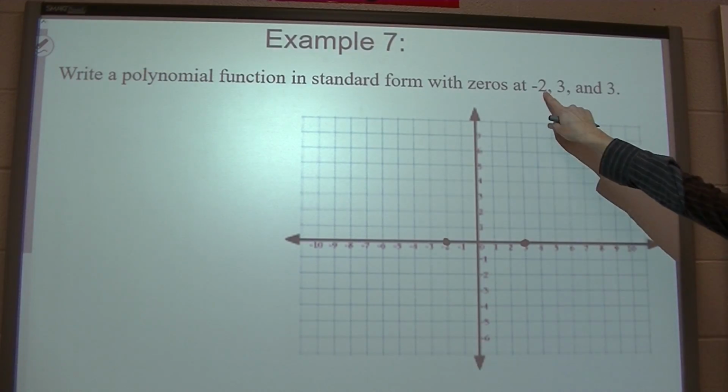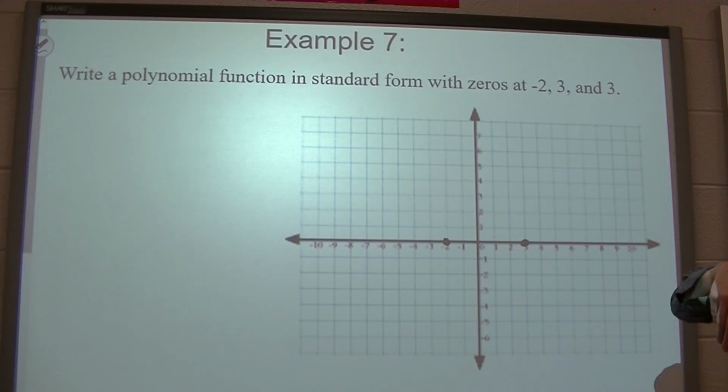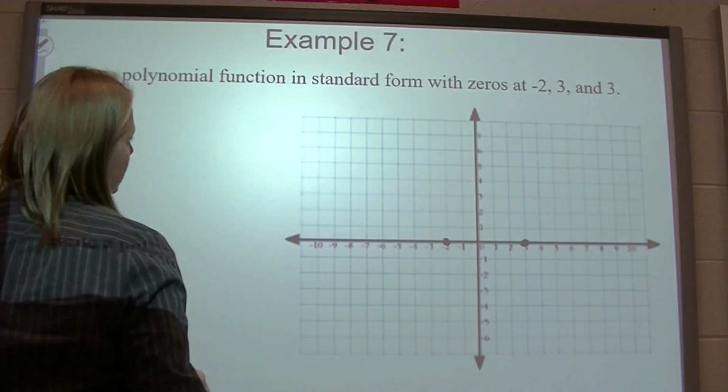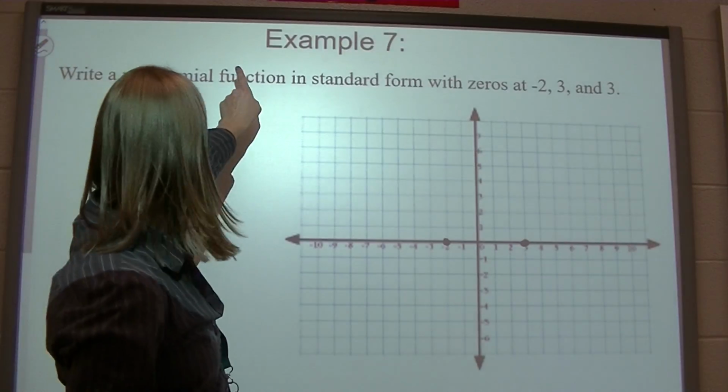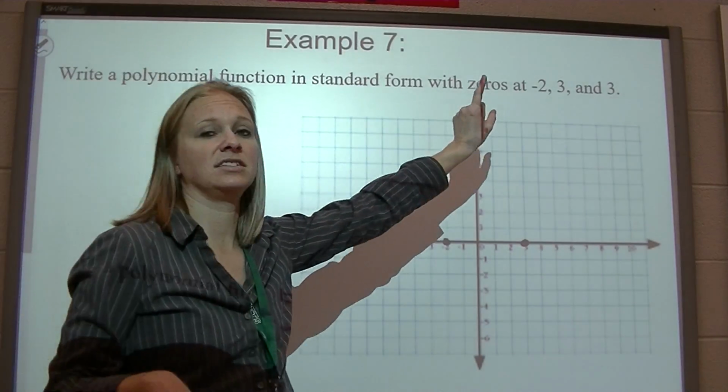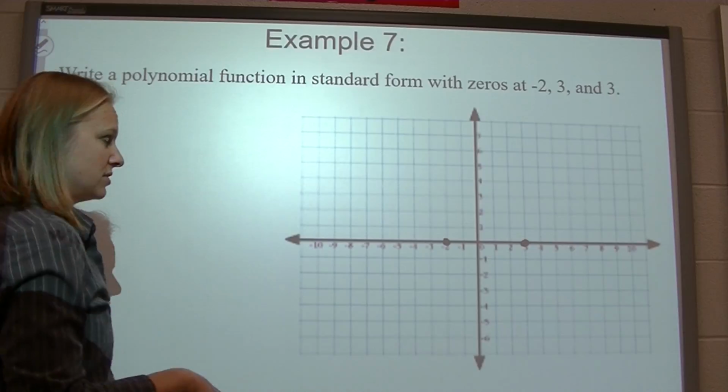Because there's 3 zeros, I know it's a cubic function, so I know it's odd. And I don't necessarily know if it's positive or negative with this. But let's write the factors. Since I know the zeros, I can come up with the factors.